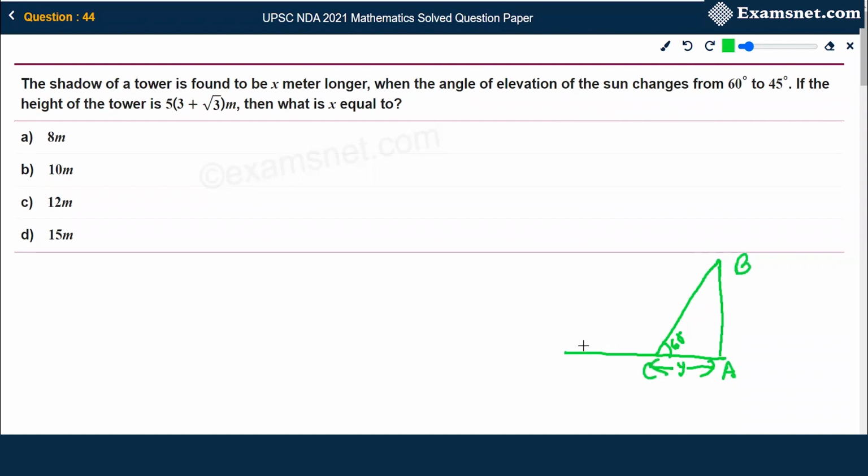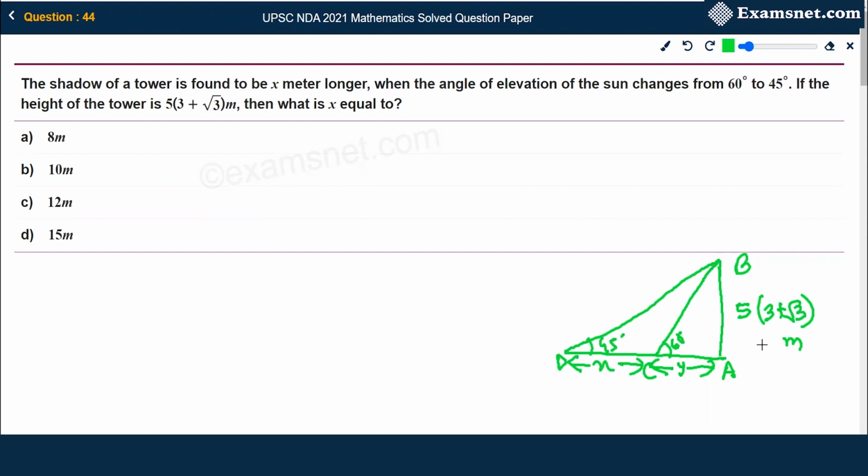And when the angle of elevation of the sun changes from 60 degrees to 45 degrees, let's say that time the shadow becomes x meters longer. So the change in the length of the shadow is x meters here. And we are given that the height of the tower is 5 multiplied by 3 plus root 3 meters. What is x equal to? Let's find the value for y first.